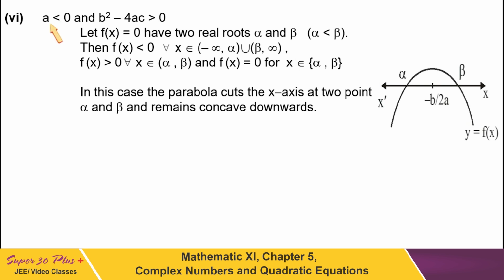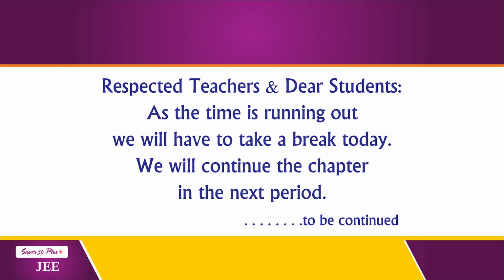Point number 6. If a is less than 0 and b square minus 4ac is greater than 0, means there are two real and distinct roots, then the graph of the parabola is like this. Then we can say f(x) is positive between the roots, from alpha to beta, and f(x) is negative from minus infinity to alpha union beta to infinity. In this case, the parabola cuts the x-axis at 2 points alpha and beta and remains concave downward.